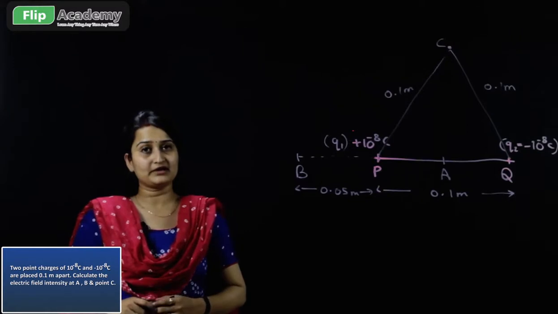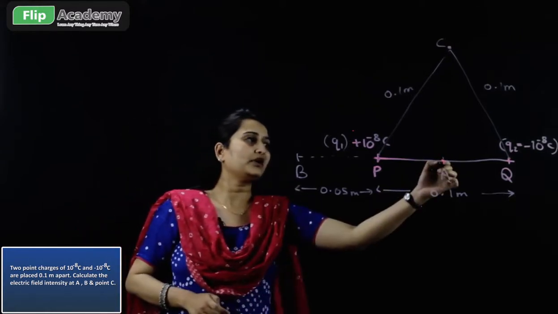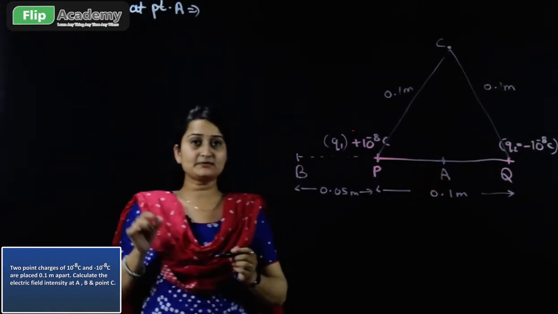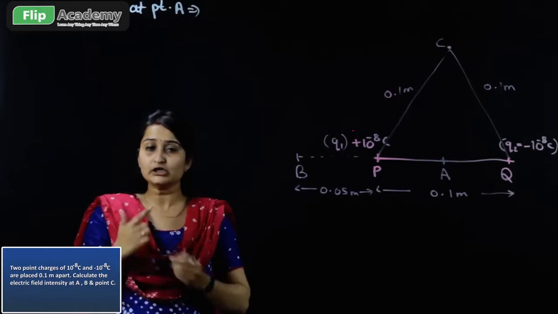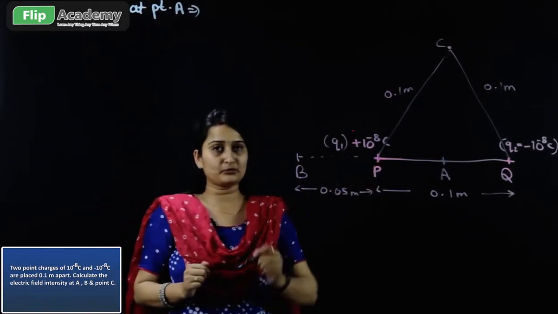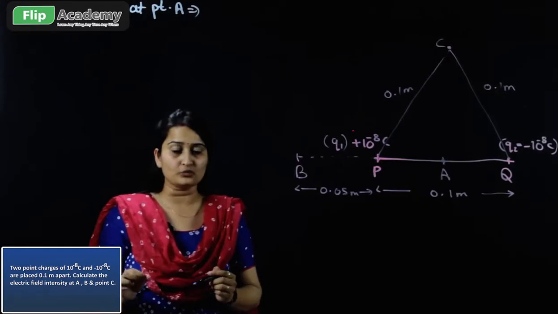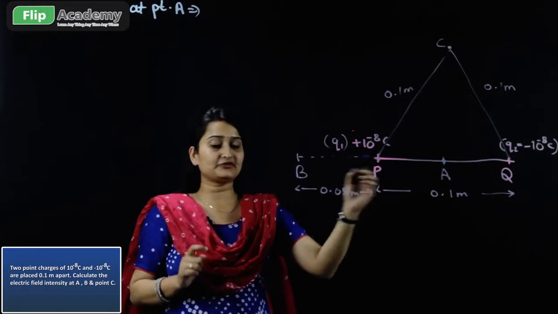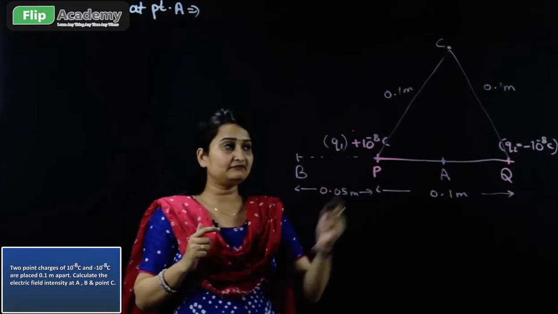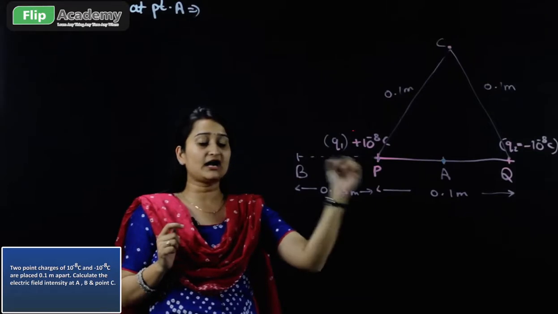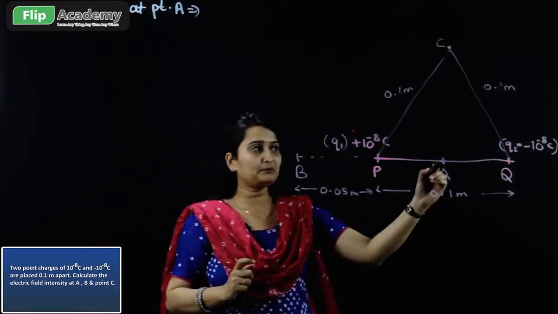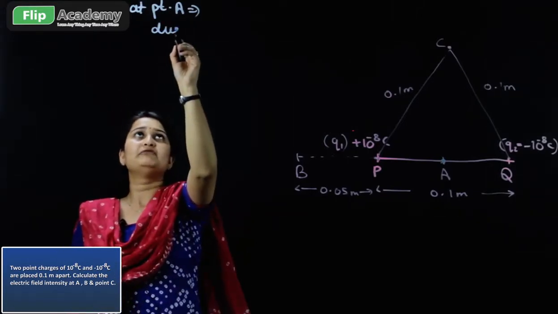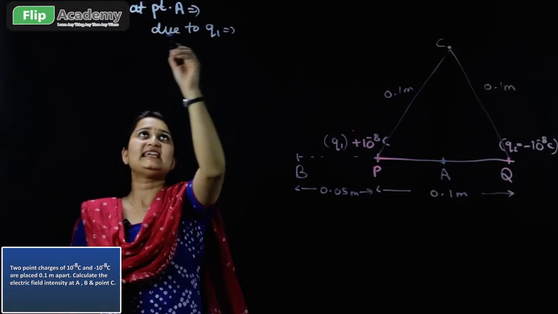Now, let's start with it one by one. First, let's start with the point A. So, at point A, if you look here, then this point A is under the influence of the two charges, that is the charge at point P and the charge at point Q. Now, if I talk about this center point, that is A, let us first discuss one by one what is the influence on point A by the charge Q1 and what is the influence at point A by the charge Q2. That is, at point A, we have to find the influence due to, first, let's say, Q1.